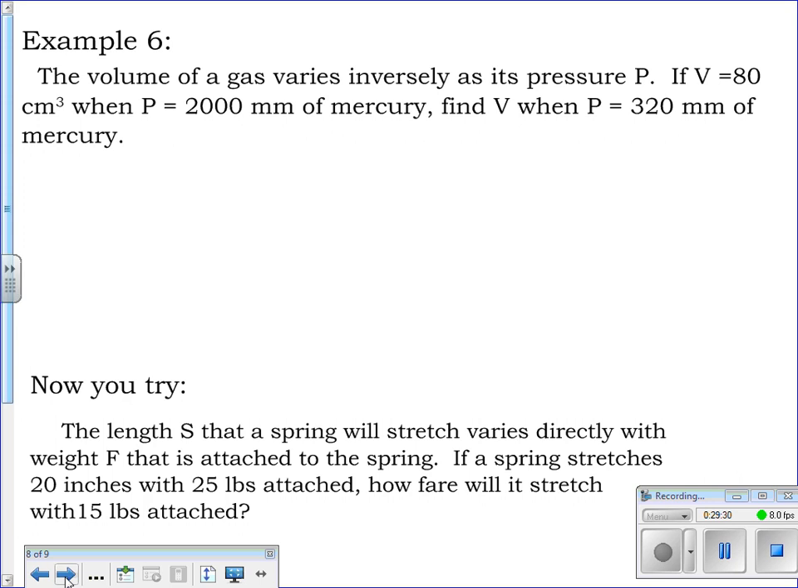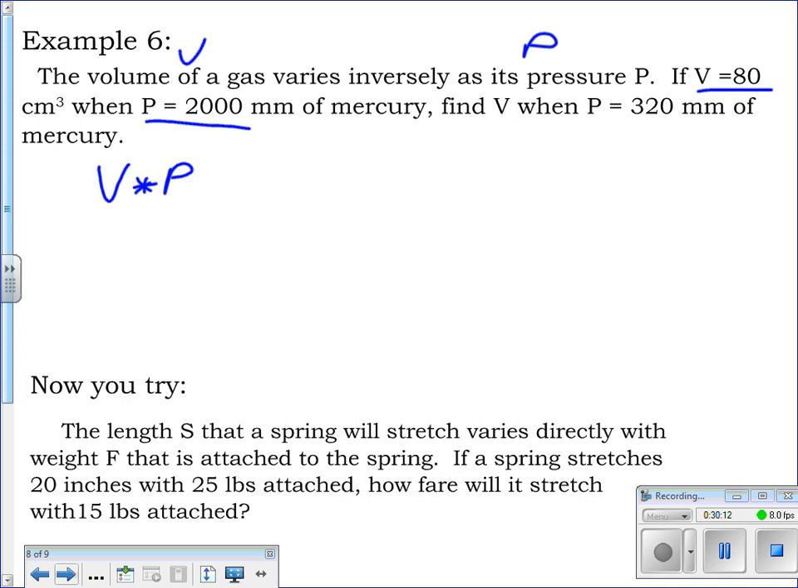Word problems. Actually, I think these are some of the easiest word problems to do. I really do, because it works the same way. You just have to decide what you were comparing and plug the numbers in. So, the volume of a gas varies inversely as its pressure P. So volume, and it gives us V for volume here, and P here. So my two variables are V and P. Inversely means that I do what? I multiply those two. So that means I have V times P.